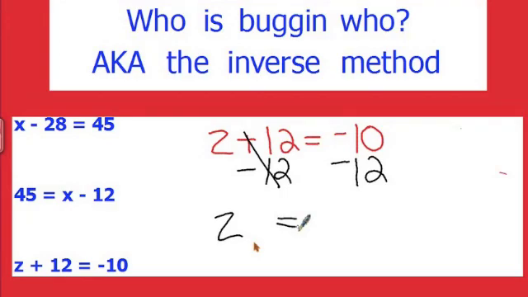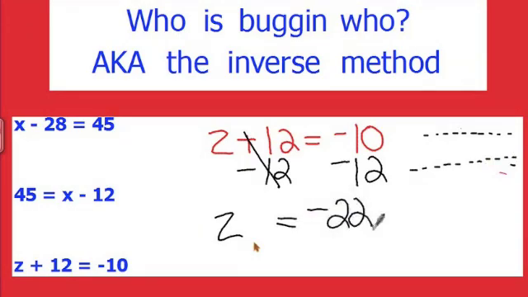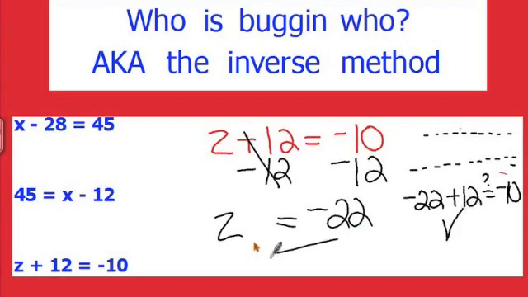Now, this is important because we're in positive and negative numbers. We have to think of what we learned about integers. I have 10 negatives. 1, 2, 3, 4, 5, 6, 7, 8, 9, 10. I have 12 negatives. 1, 2, 3, 4, 5, 6, 7, 8, 9, 10, 11, 12, which is actually 22 negatives. I have to go back and check my work. z plus 12. z we said is negative 22. Does negative 22 plus a positive 12 equal a negative 10? Yes, it does. So I know that my answer, z equals negative 22, is correct.